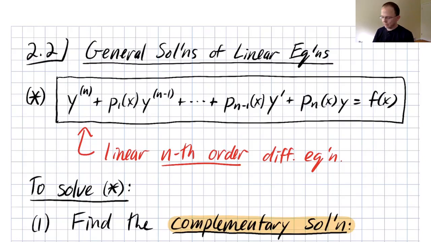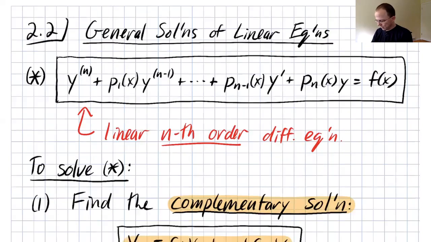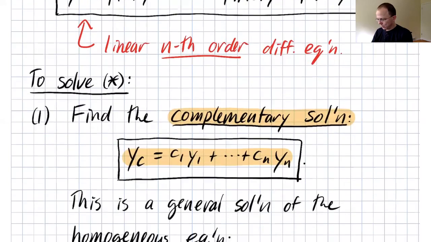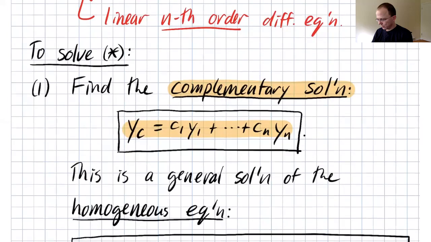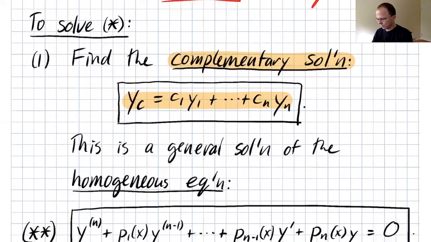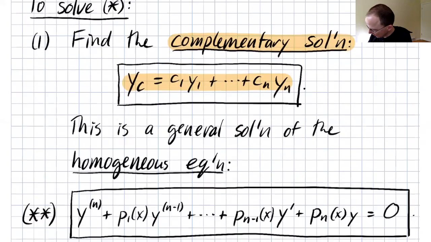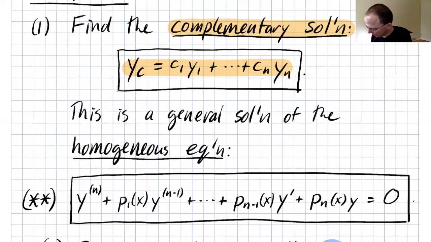The method to solve this is really a two-part method. The first part is that we need to find what's called the complementary solution. The complementary solution is a solution of this form. It's a linear combination of these functions y1 up to yn. So our complementary solution is built up of these y1 up to yn functions.